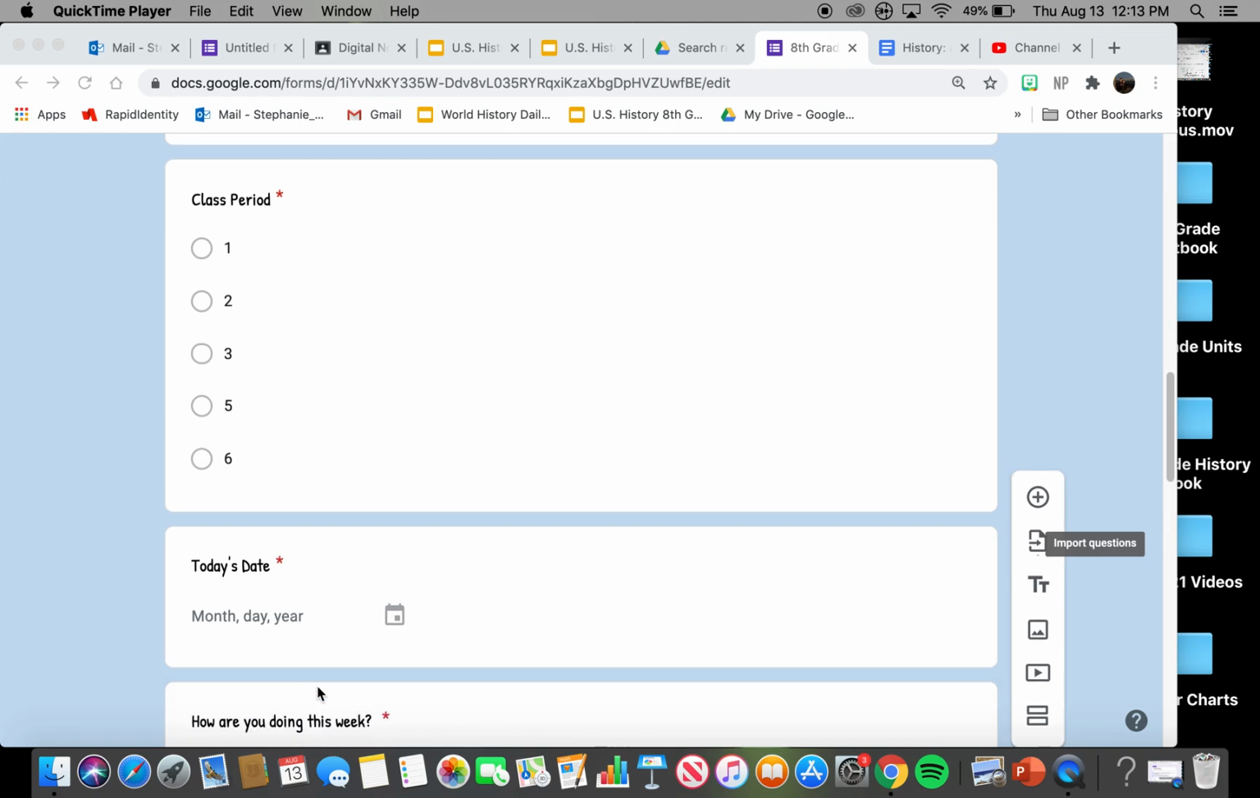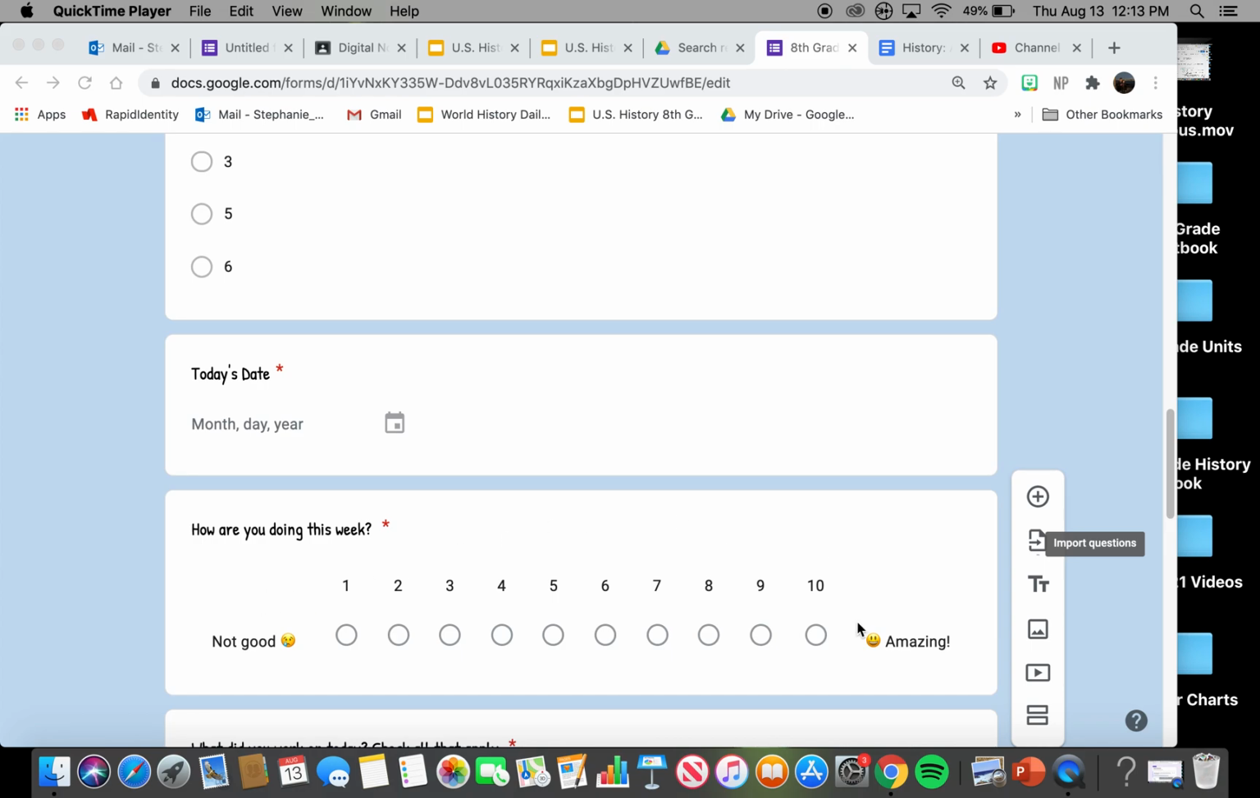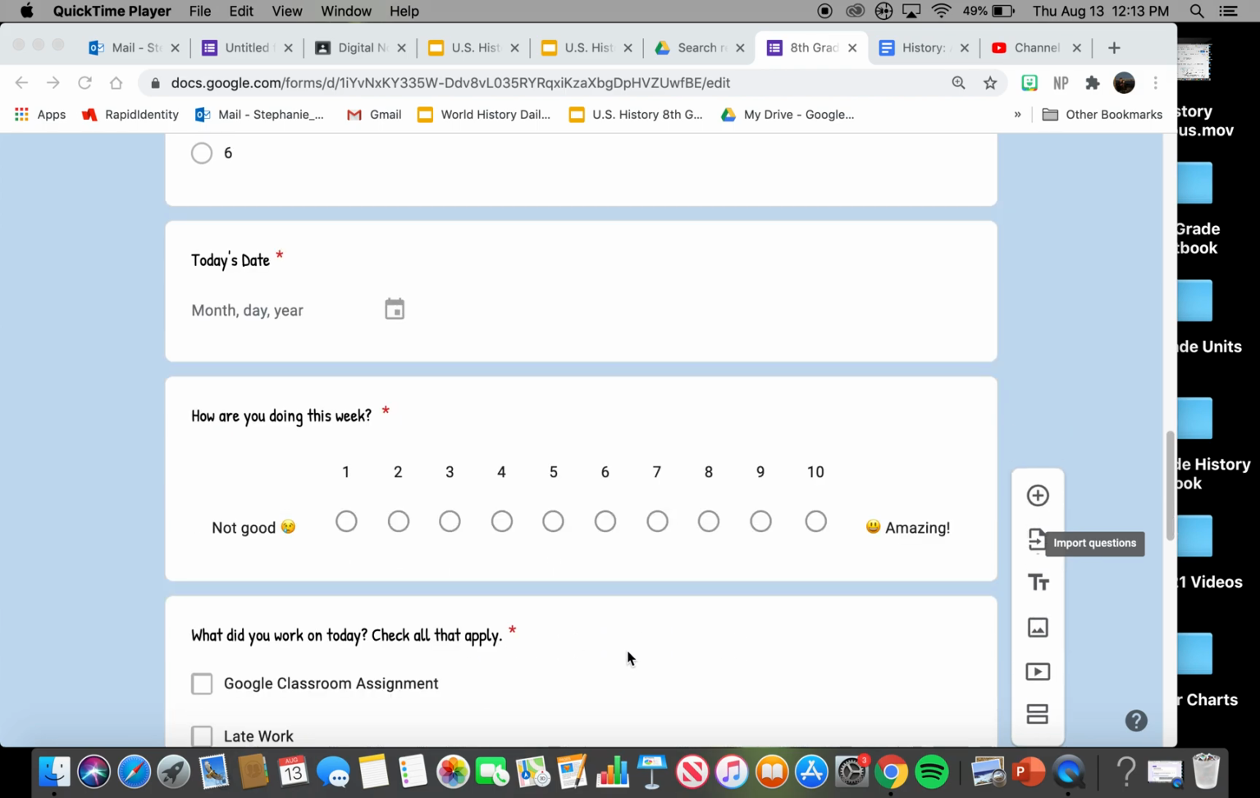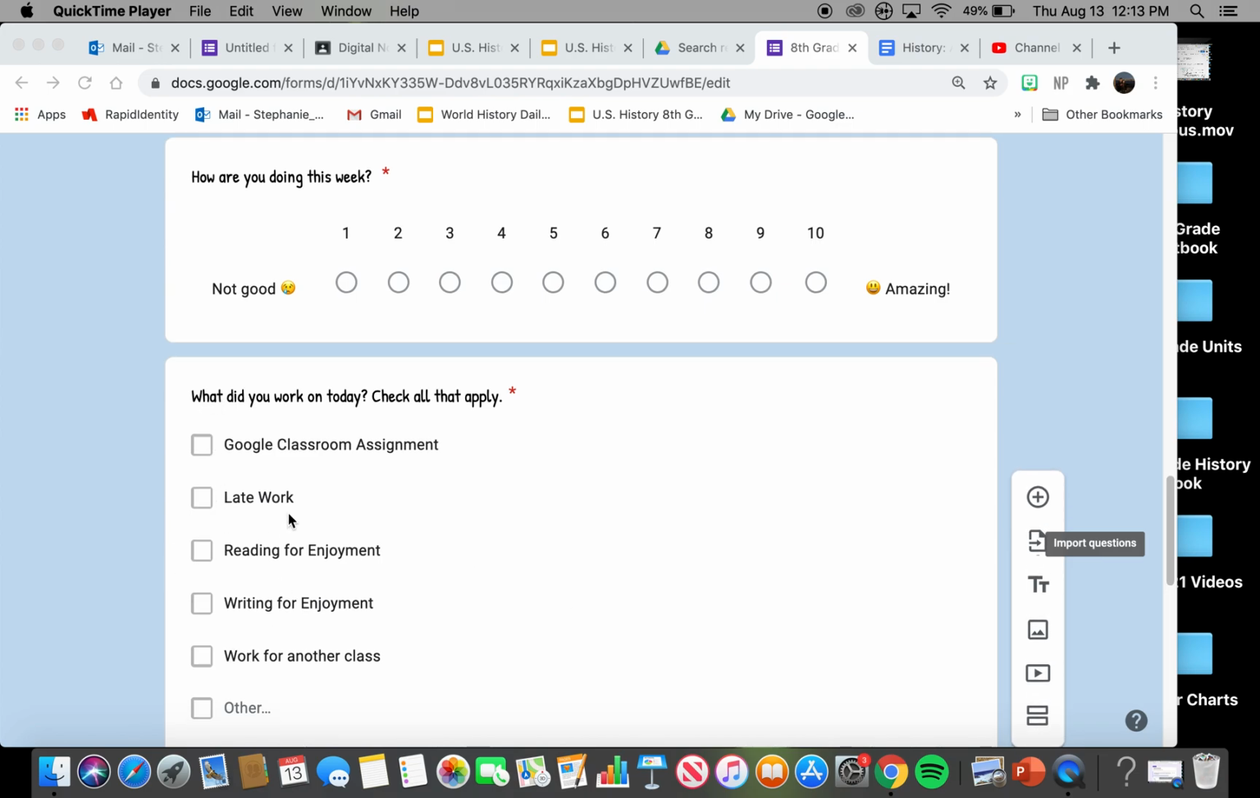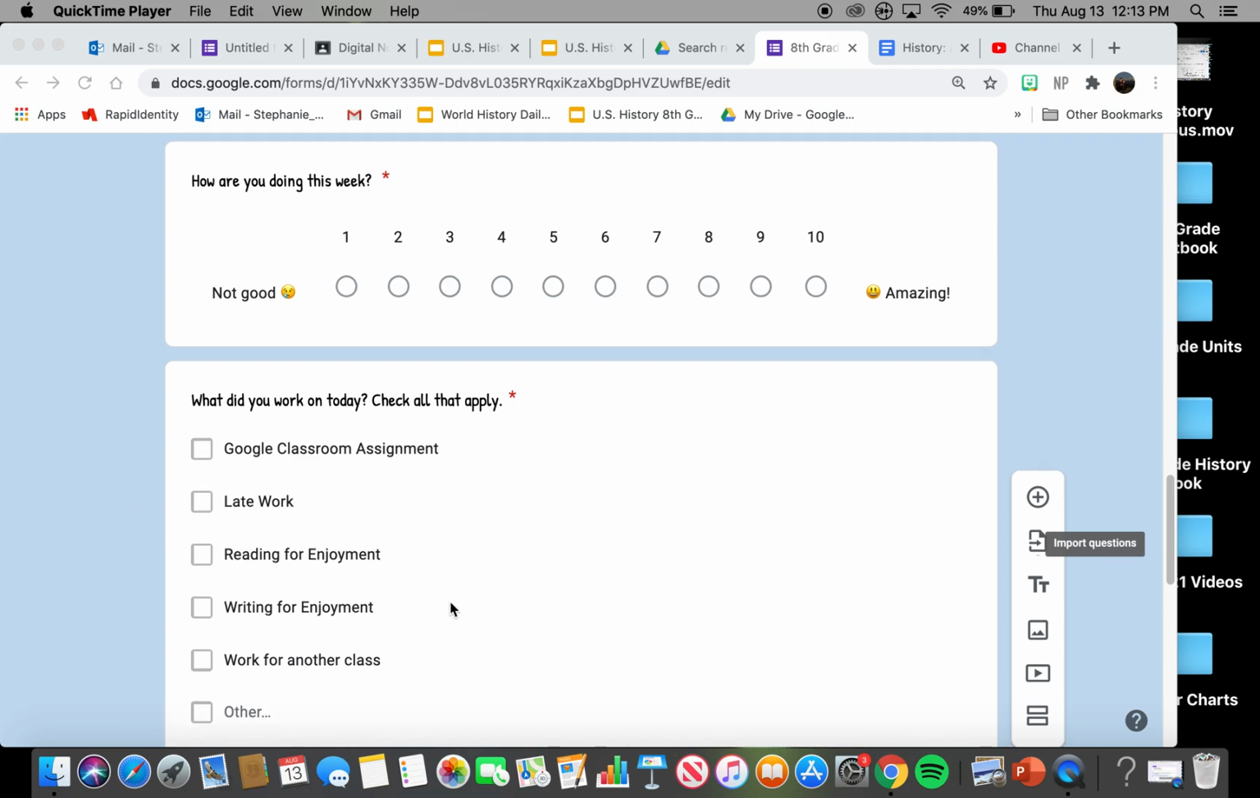So it'll have today's date, and then it'll ask you how you're doing this week. So it's either not good or amazing, and then you're just going to pick the number in between. This is just to gauge how you guys are feeling throughout the whole thing. There'll also be another one that says how you're feeling about virtual learning this week, and then it'll just say I'm super confused, I am totally fine with it. So for those questions, it's just going to be a 1 to 10, and then you just mark the number that you feel. Then it'll ask you what you worked on today, because I want to see what you guys are doing in your other classes, so you just check all the things that you did.